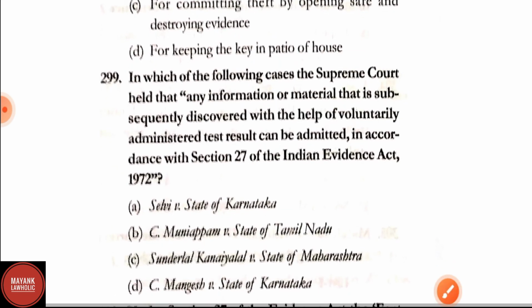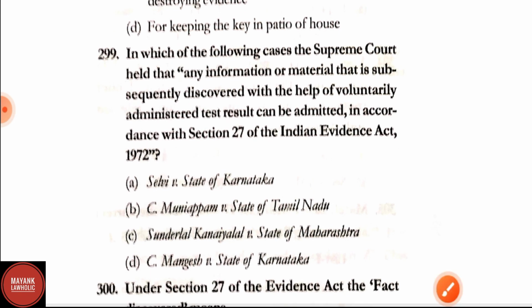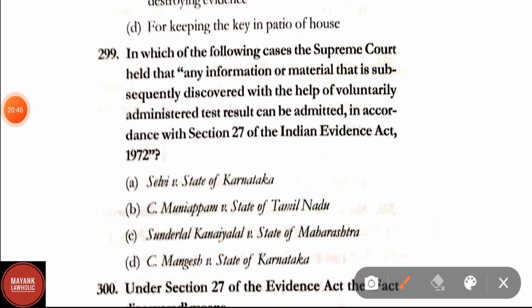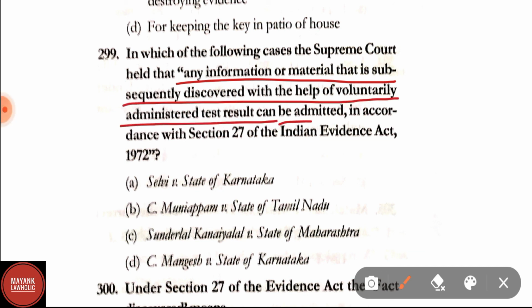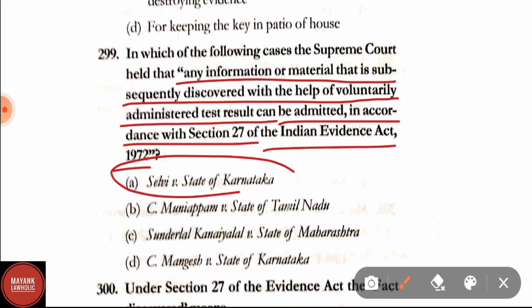Question number 299. In which of the following cases did the Supreme Court hold that any information or material that is subsequently discovered with the help of a voluntarily administered test result can be admitted in accordance with section 27 of the Indian Evidence Act 1872? Here the correct answer is option A, that is Selvi versus State of Karnataka.